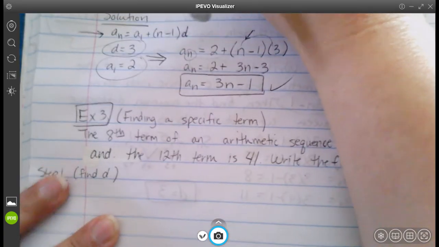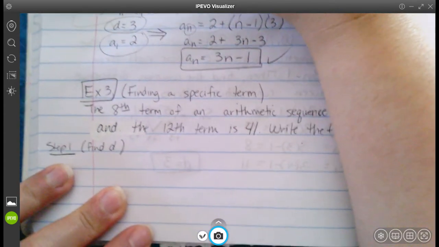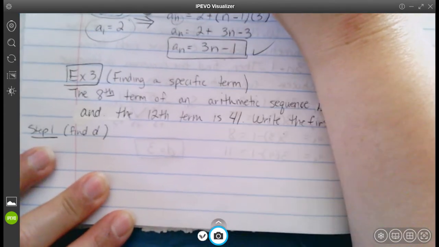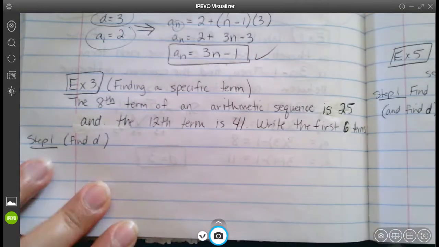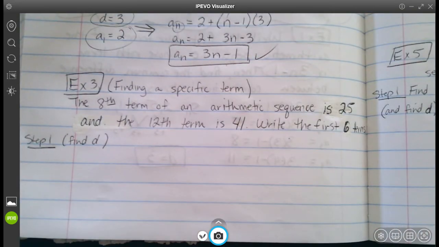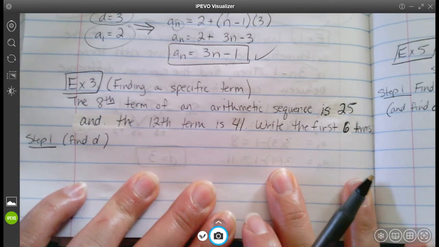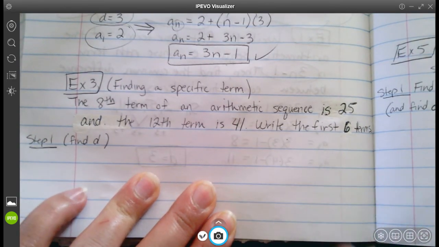Next example. We're going to find a specific term now, which is exactly what I was rambling about a few seconds ago. It says the eighth term of an arithmetic sequence is 25, and the 12th term is 41. Write the first 6 terms. So we're actually going to find 6 terms.